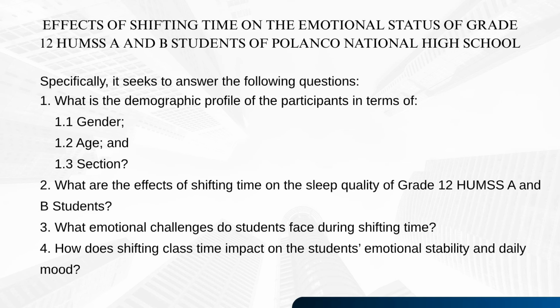Numbers 2 to 4 are the main variables that I mentioned, which are shifting time and emotional status. Number 2, what are the effects of shifting time on the sleep quality of grade 12 UMC A and B students? Number 3, what emotional challenges do students face during shifting time? And last but not the least, how does shifting class time impact the students' emotional stability and daily mood?